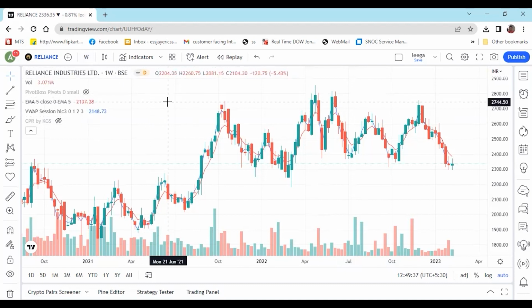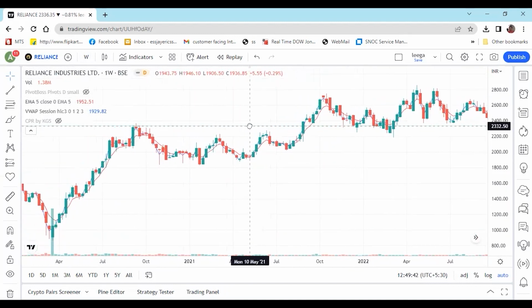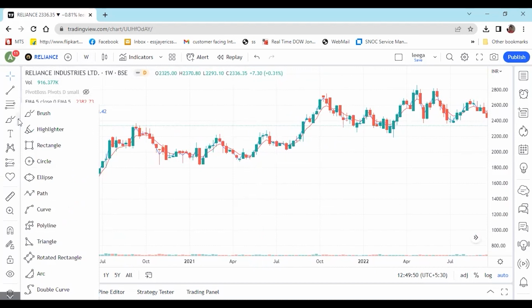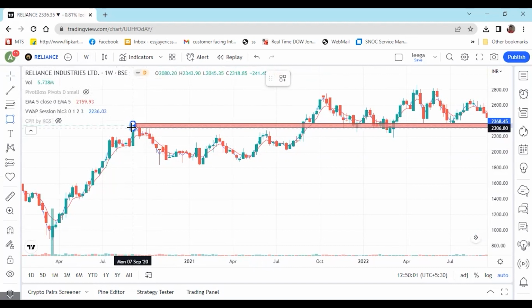So as I said earlier, if you are marking any resistance or support, you try to mark it on the higher time frame. If you are trading on a daily time frame, then you try to mark that on the weekly time frame. We'll see over here. If you consider this, you'll get this as a swing high. From here, the market has fallen, so I'll consider this as my resistance.